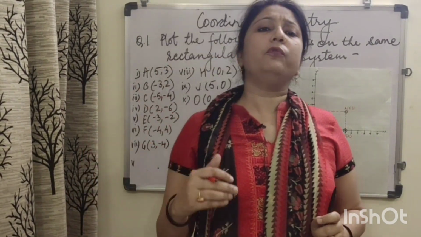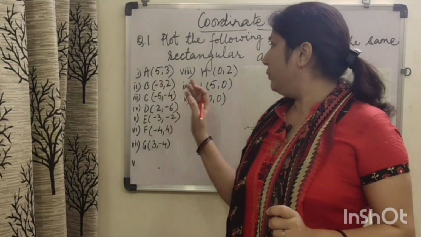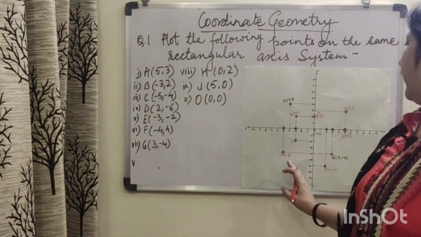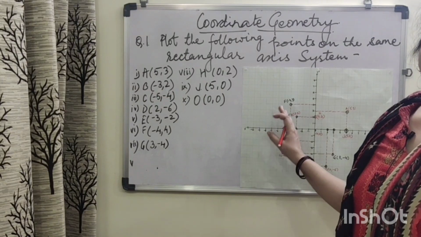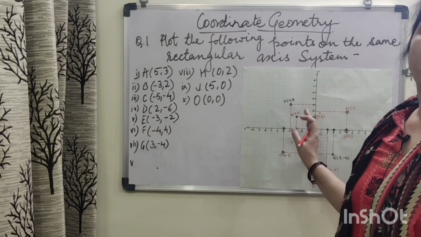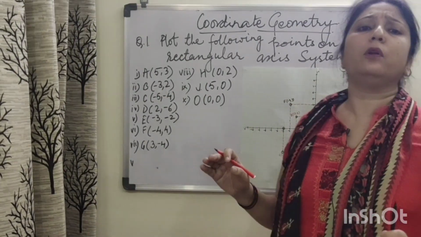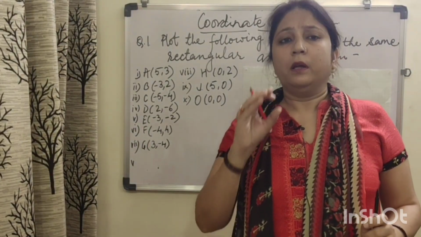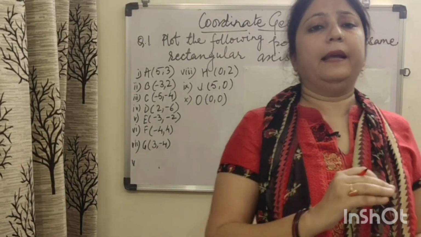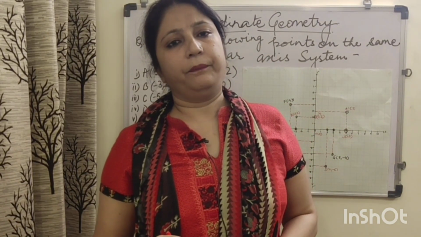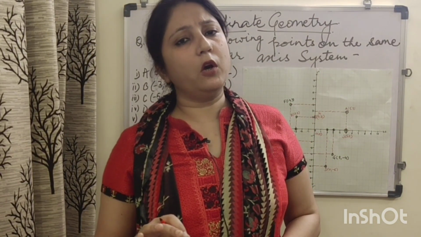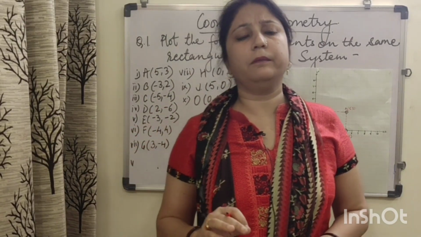This is how we plot the points. If you see the positions I have marked, highlighted with red pen, that is how we locate the points and how we drop the perpendiculars from that particular place on the x-axis as well as on the y-axis. So I think plotting of points is very much clear.